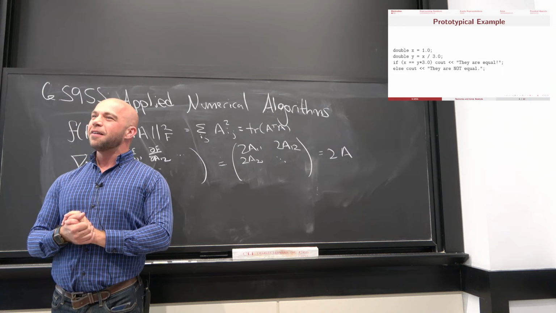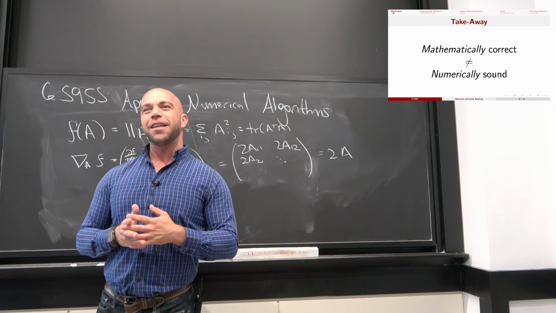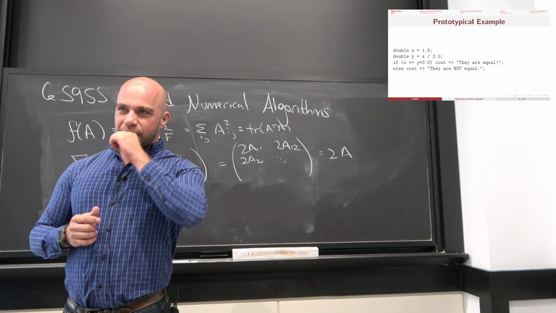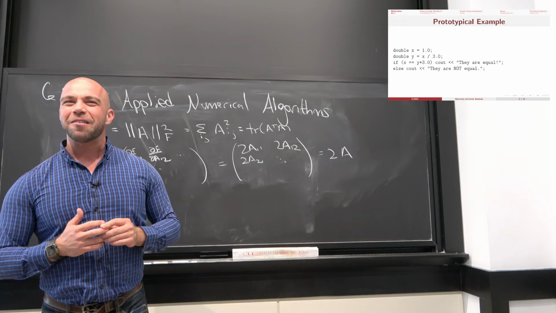Another way to put that is that things that appear to be mathematically correct on paper might not be numerically sound. So how should I fix this? Let's continue in our goofy little example. I have this small piece of code. Let's say I wanted to check that 1 equals 1. Obviously, this is a boring example, but we're starting easy in this class.